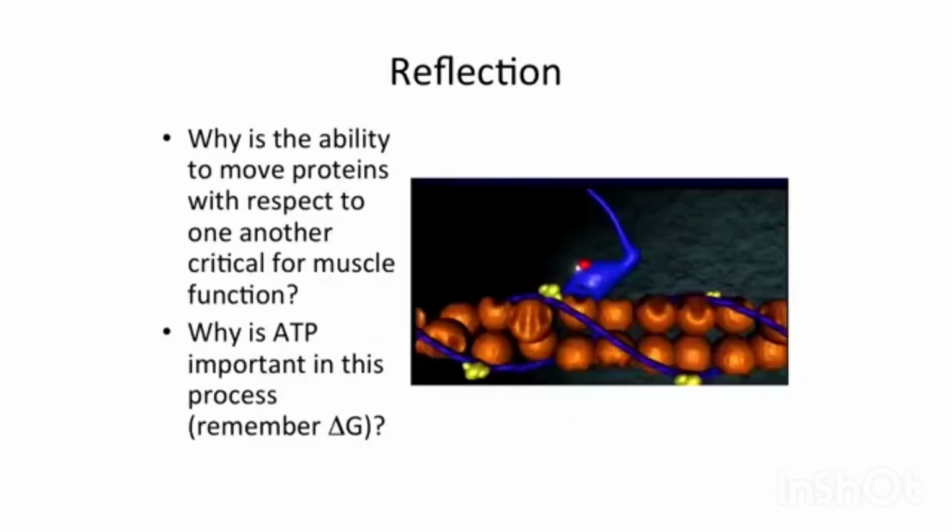And think about why the ability to move proteins with respect to one another is so critical for muscle function. Can you think of another way that proteins might serve as muscles and without the particular design that actin and myosin have? And also remember why ATP is important in this process. Think back to our delta G discussion.